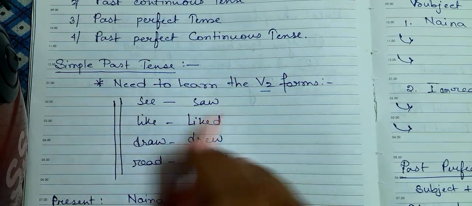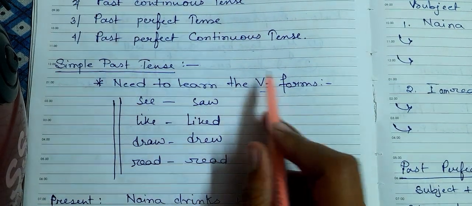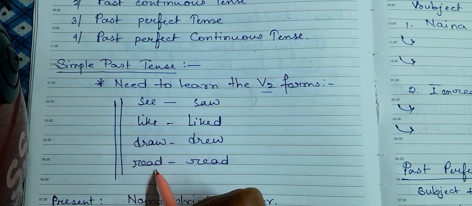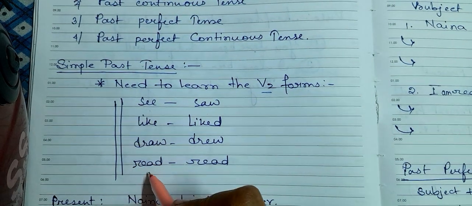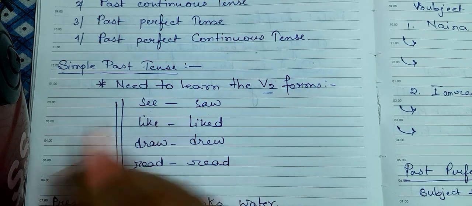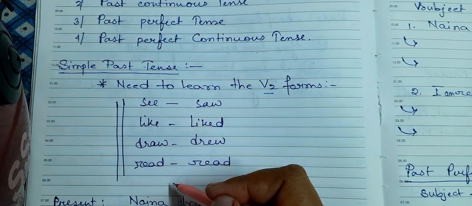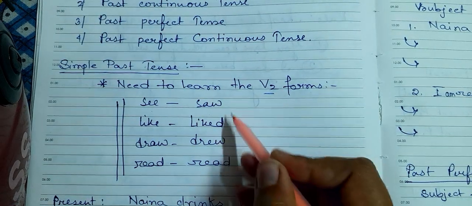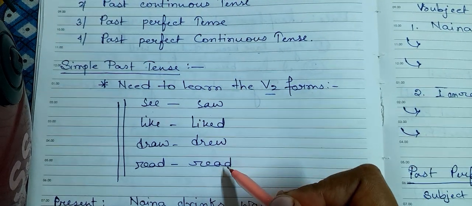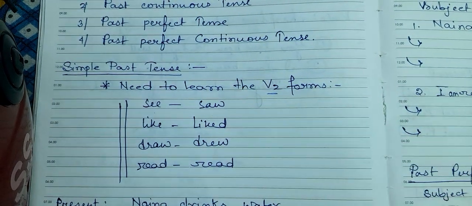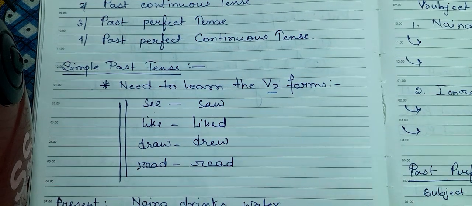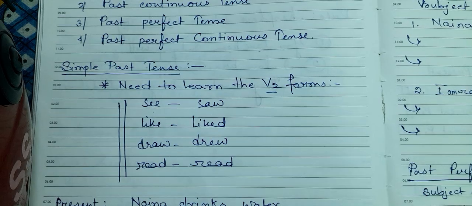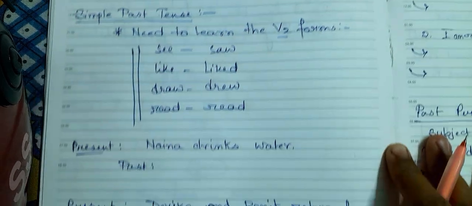In order to solve the simple past tense, first you need to learn the V2 forms. What are the V2 forms? On the left hand side of the video you can see the present forms of the verbs, that is what is happening right now. See, like, draw, read, laugh, all of it is in the present form. And on the right hand side of the video you can see the past forms or the V2 forms, like saw, liked, drew, read, laughed, taught. Similarly, I'm going to provide you a list. You have to learn from that, and then it will be really easy for you to solve the simple past tense.